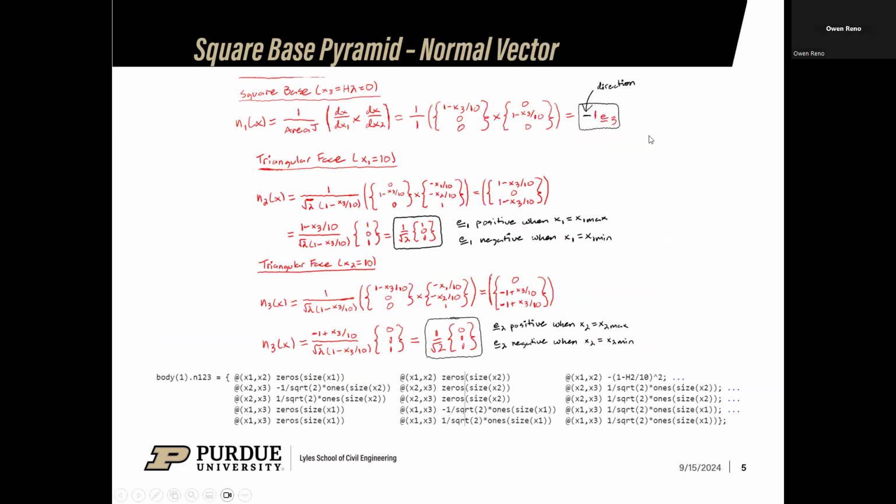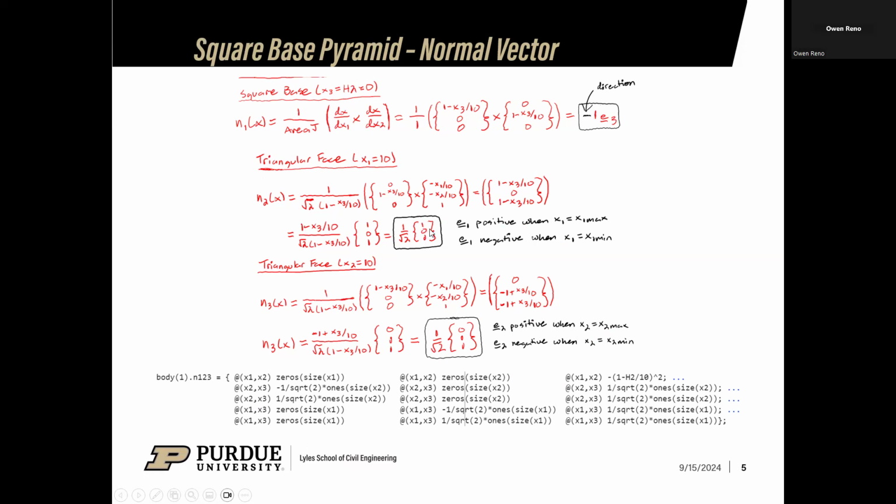And then looking into this normal vector, we know that this is going to end up being 1 as well for the square base, but it's important to point out this negative for the direction. We want that normal vector pointing outside of the body. And then for the triangular face, we can see that 1 over the area Jacobian will cancel out this 1 minus x3 over 10 after the cross product is complete. And for when x1 is constant here, we can see that the final vector is 1, 0, 1.